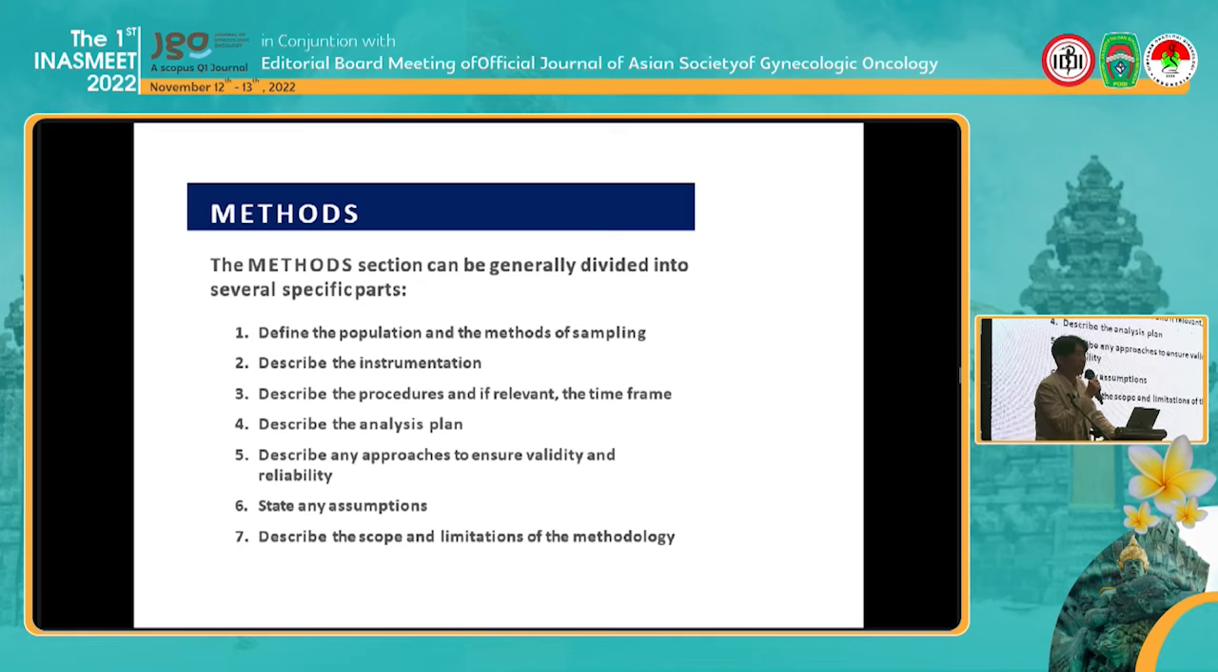It is very important to show the result. Describe any approaches to ensure validity and reliability in detail. State any assumptions, and you should also describe the scope and the limitations of the methodology. Of course, these items can also be written in the discussion section.